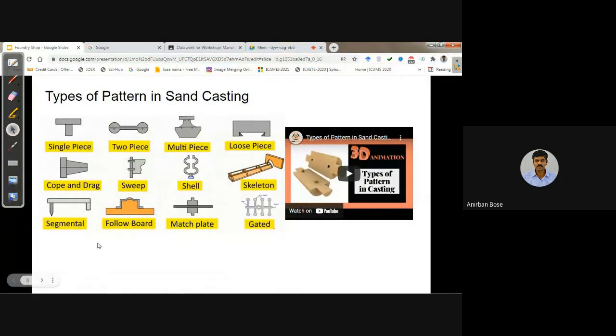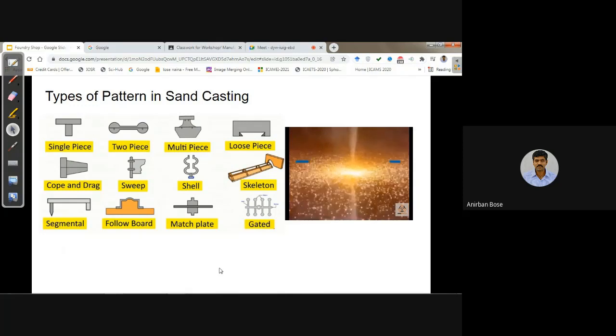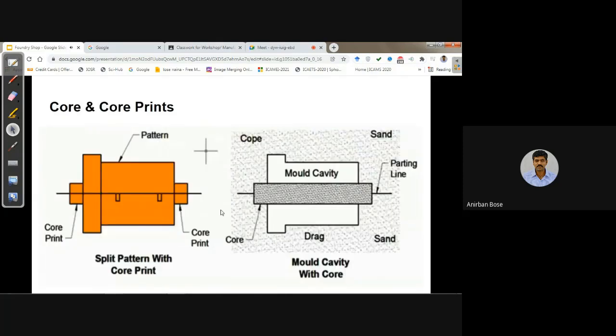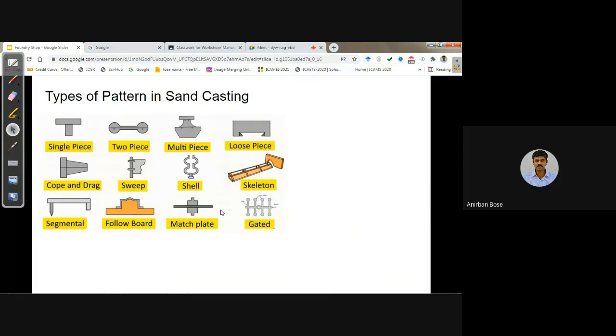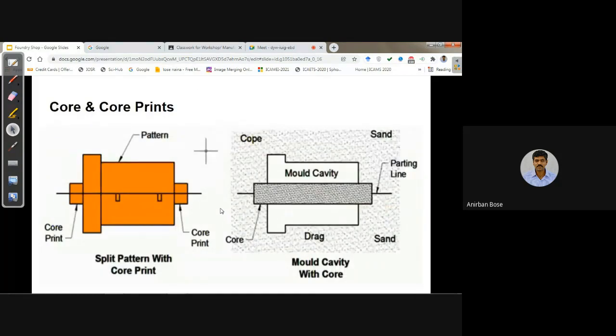So you have seen the different types of pattern and how they are actually working. That means how they are creating the mold. Okay. So these are the different kinds of pattern. Now next we are going to see core and core prints. Okay. In the last video, you have observed that in case of a shell pattern, something called core was mentioned. Actually, core is something which is used to create some hollow casting product.